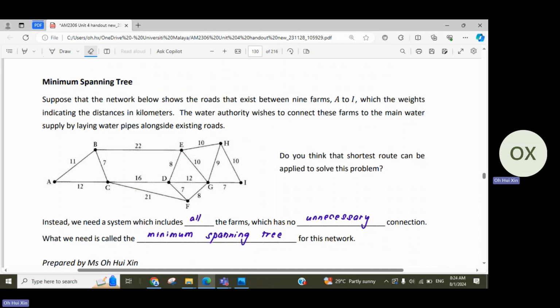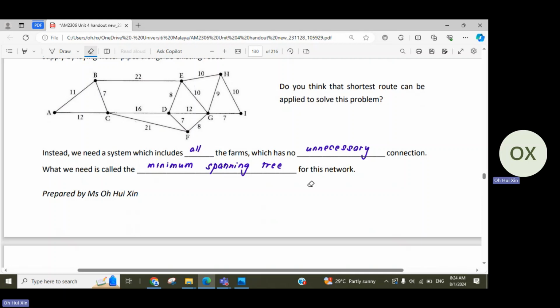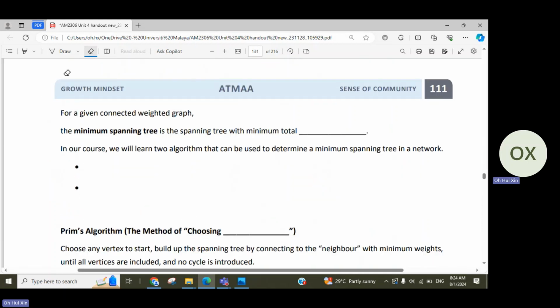In order for us to do this, we need to learn an algorithm. The minimum spanning tree is the spanning tree with the minimum total weights, like what I have explained just now. In our course, we will be learning two algorithms. We will start from the first one, which is Prim's algorithm. Understanding Prim's algorithm is important because that's the one the syllabus asks us to learn, and also, when we are learning the distance table, Prim's algorithm is the only way we can use.